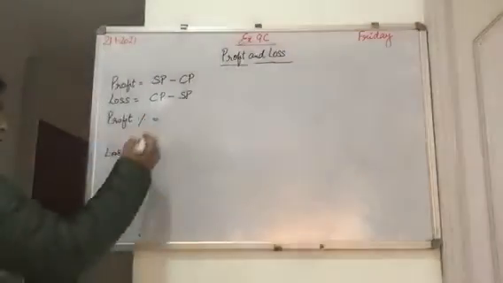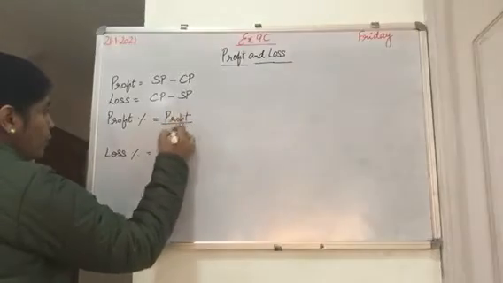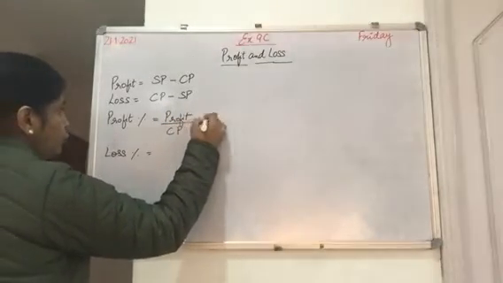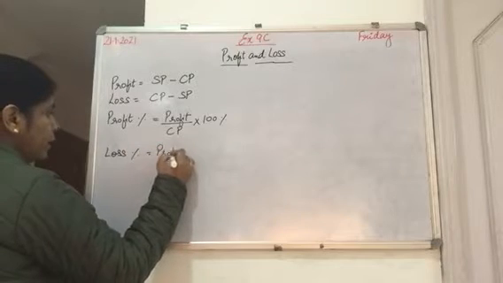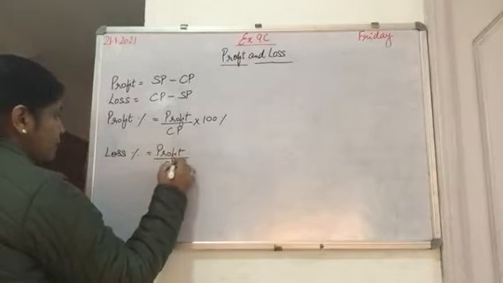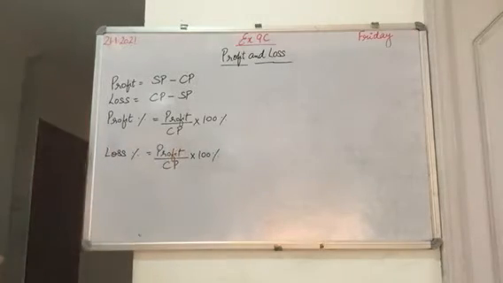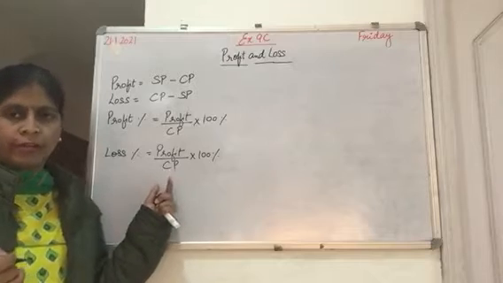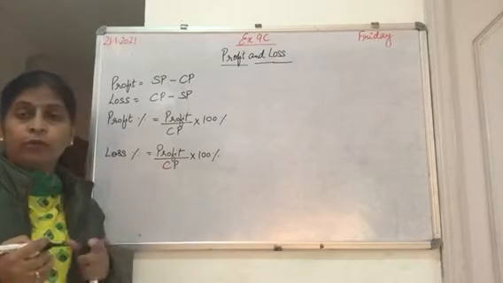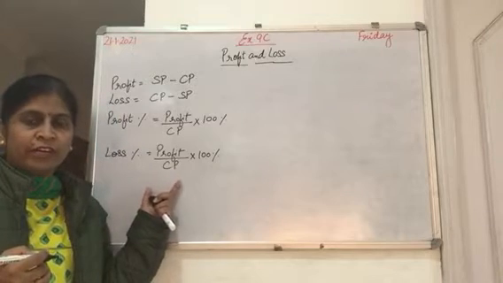So the formula will be profit upon CP into 100. Profit or loss is always calculated on cost price, because that will be the original price. So these first two formulae you have already learned in class 5. Now this percentage you will study here.